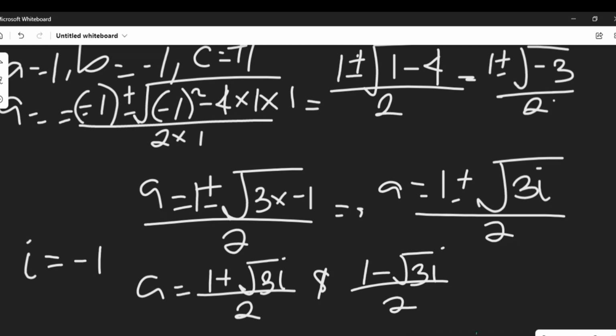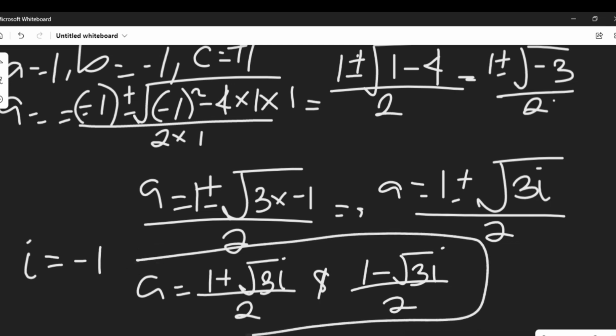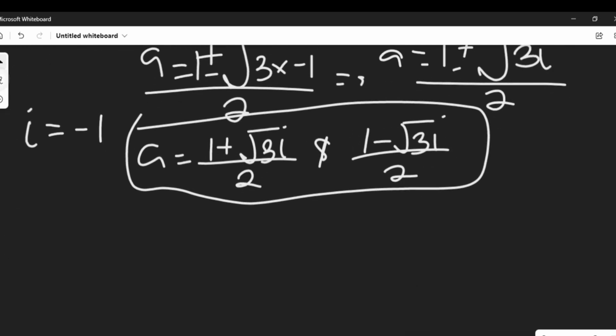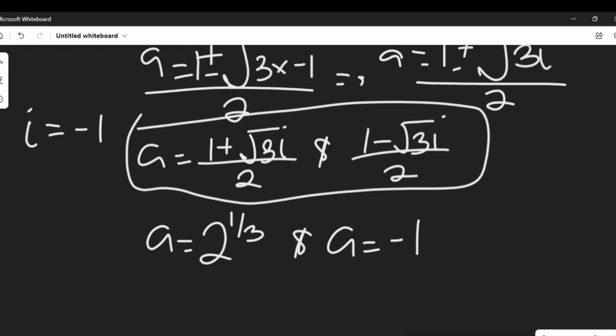Now come to think about this. These two solutions are complex numbers. So we are not going to work with these two solutions because they are not real solutions. Our real solutions are a equal to 2 raised to power 1 over 3 and a equal to minus 1.